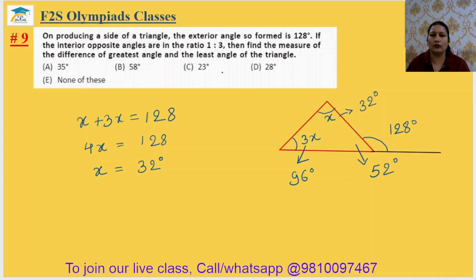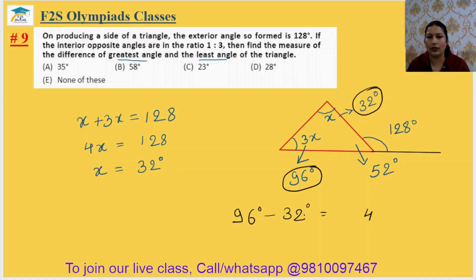Okay. So we have to find the difference between the greatest angle and the least angle. The greatest angle here you can see is 96 degree and the least angle is 32 degree. So 96 degree minus 32 degree. It will be 6 minus 2, 4. 9 minus 3, 6. 64 degree. It is not in the options. That's why we will go with option E. The ninth answer is option E.